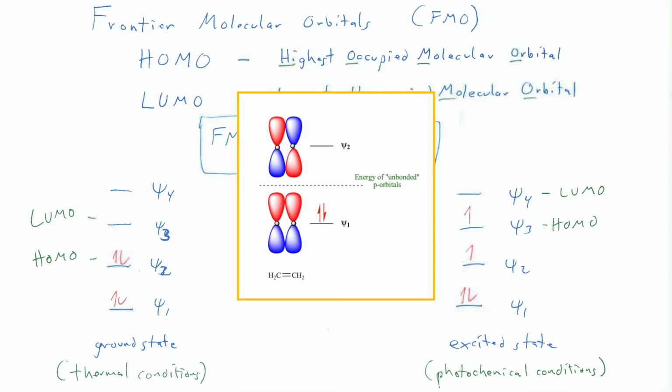It doesn't have any electrons, and it's the lowest energy orbital that doesn't have any electrons. Typically, when dealing with FMOs, we label each molecular orbital with a Greek letter psi, and then we number them based on their relative energy, giving psi1 to the lowest molecular orbital, and then numbering consecutively upwards. So here we would say that psi1 is the HOMO and psi2 is the LUMO.